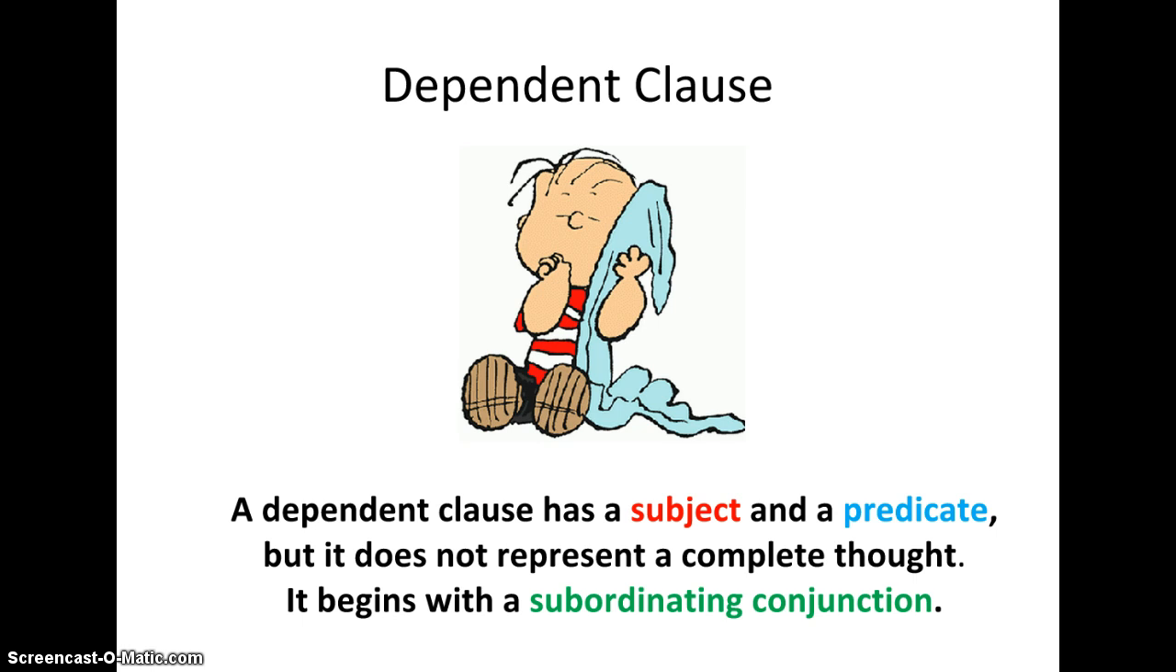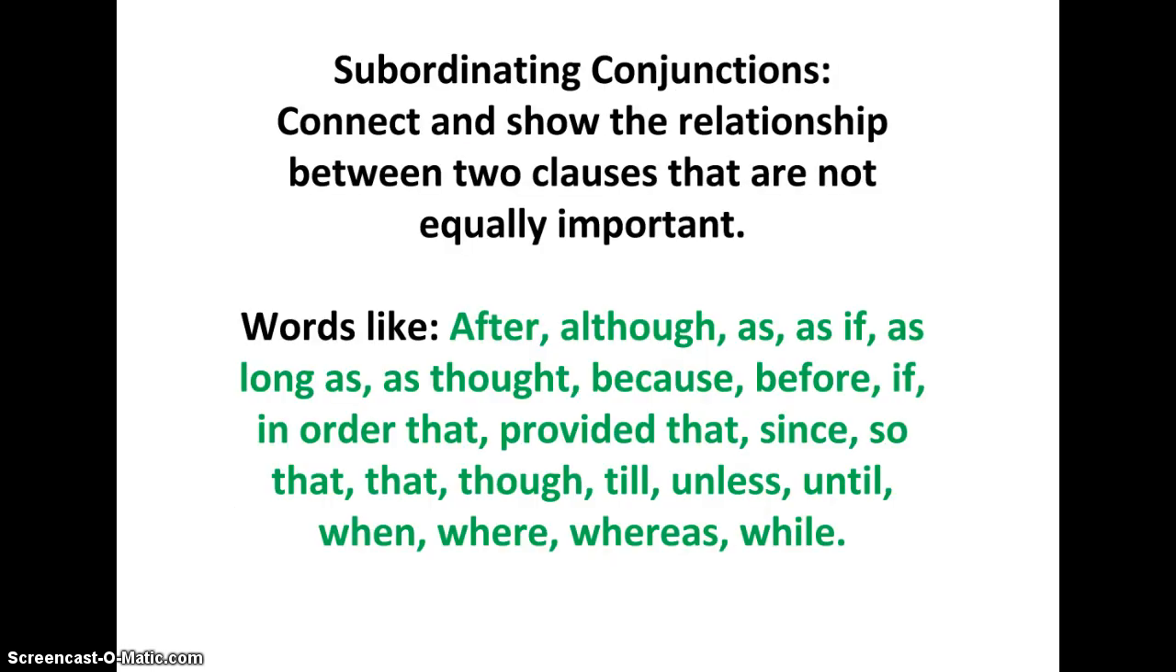Now, let's look at dependent clauses. Like a baby in his blanket, it depends on something else. A dependent clause has a subject and a predicate, but it does not represent a complete thought. You can recognize a dependent clause because it begins with a subordinating conjunction. A subordinating conjunction connects and shows the relationship between two clauses that are not equally important. The list in green shows subordinating conjunctions, words like after, before, if.